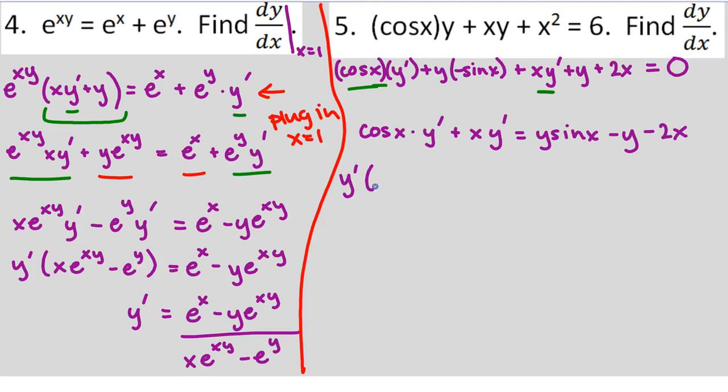Factor y prime out of both of those terms on the left, and divide.